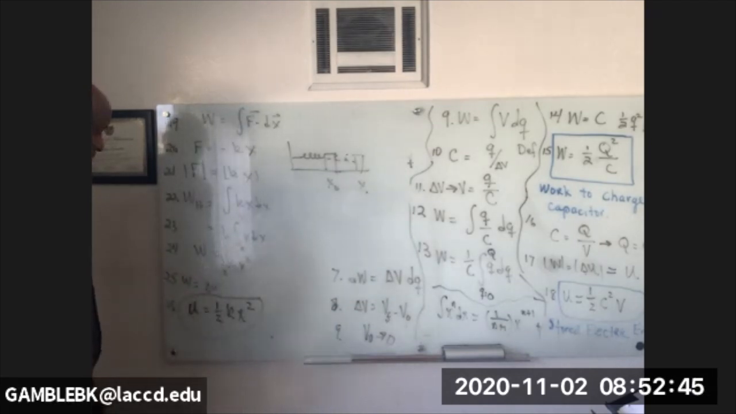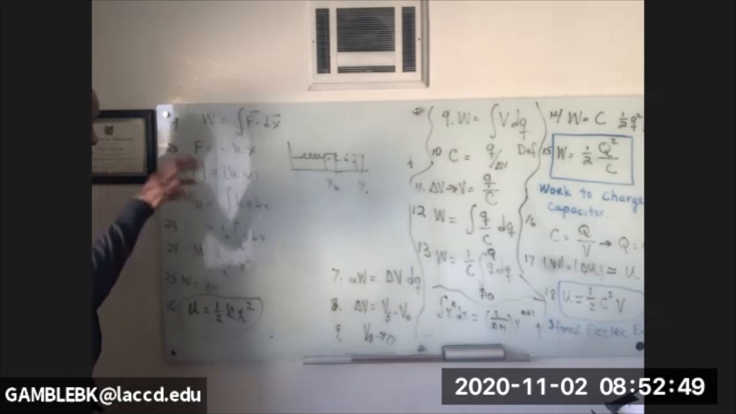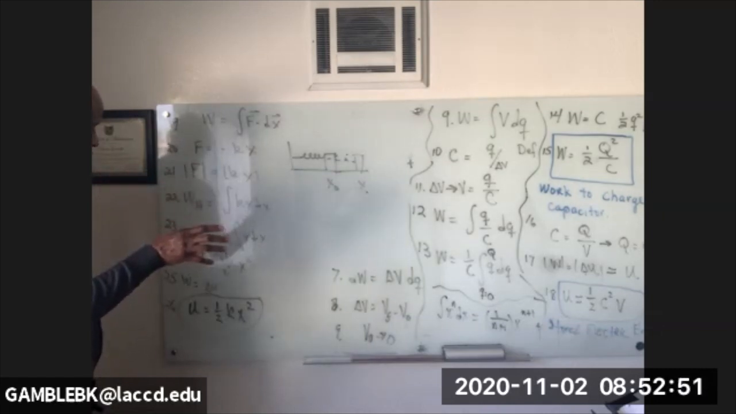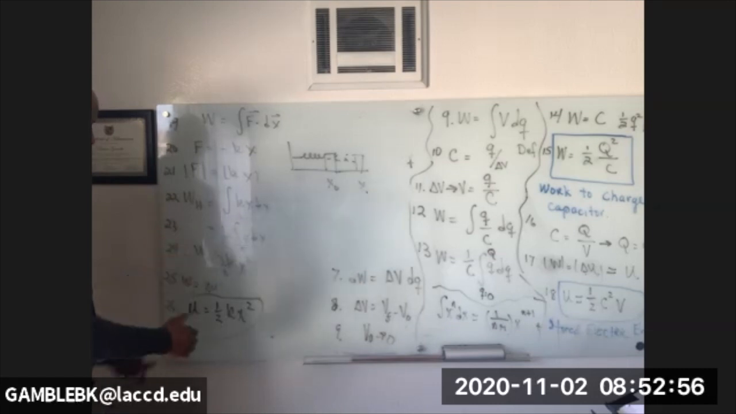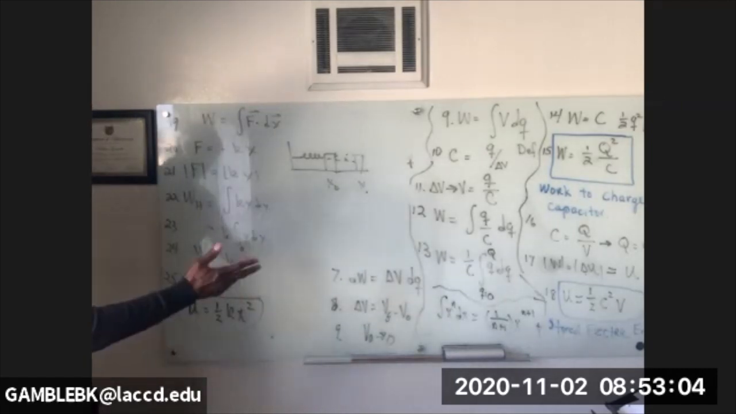So the larger the 1 over C, the harder it is to charge the capacitor, in the same way that the larger the K value, the harder it is to stress the spring. So it's the inverse of capacitance.